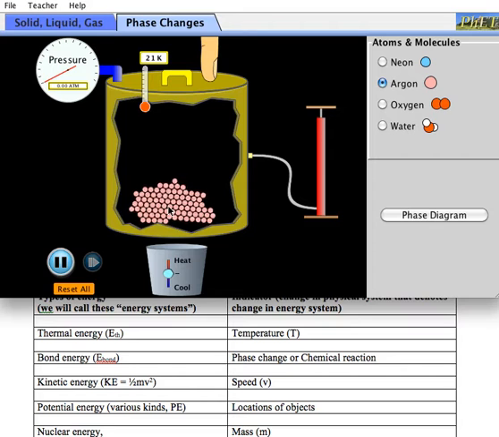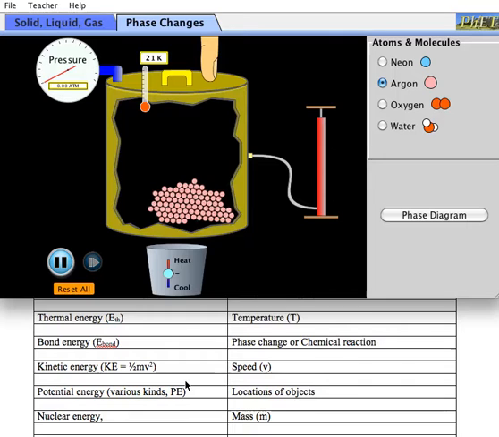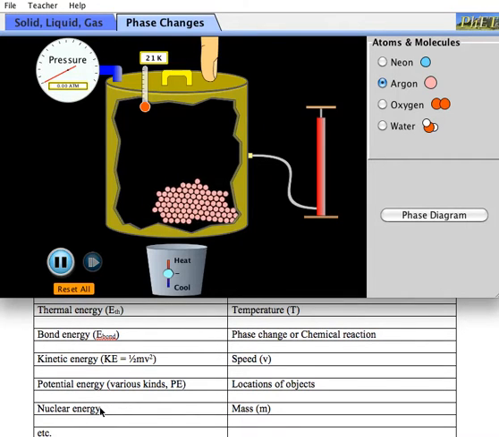and threw it across the room, then I would have given it some energy. It would have a speed. So that's a kinetic energy we'll talk about later. Various kinds of potential energy depend on the location of the objects. Other things you can name, nuclear energy.